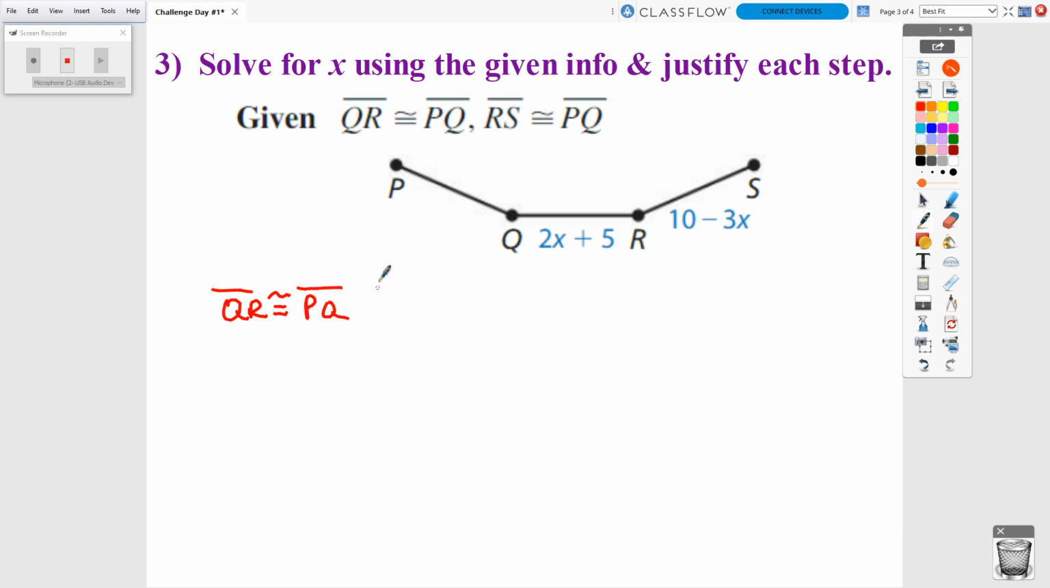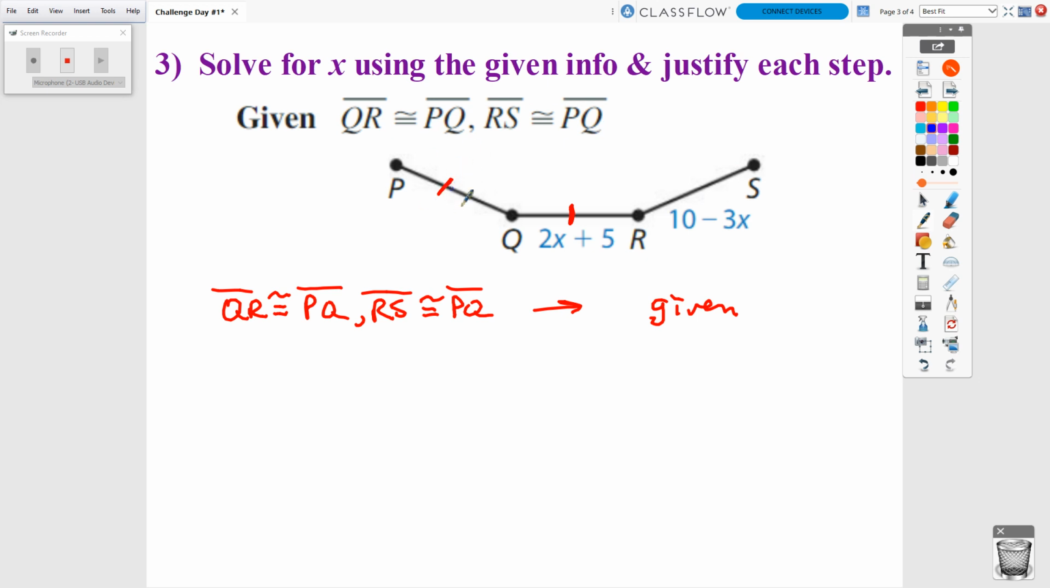QR is congruent to PQ, and RS, I can just separate this with a comma, or you can put this down on the next line, completely up to you. So there's my given. So segment QR is congruent to segment PQ. So I can put one congruent marking. And I'm also told that segment RS is congruent to segment PQ.